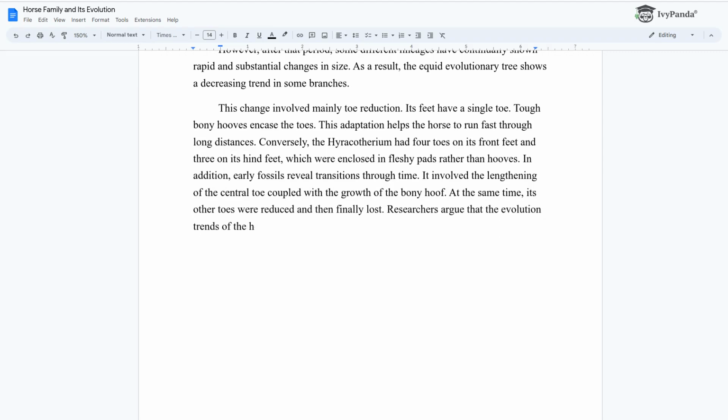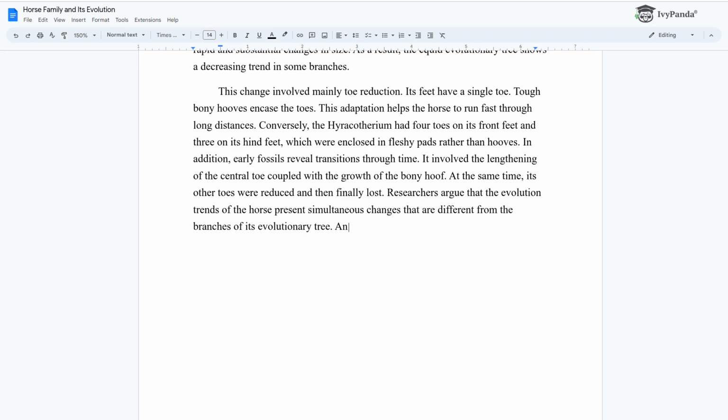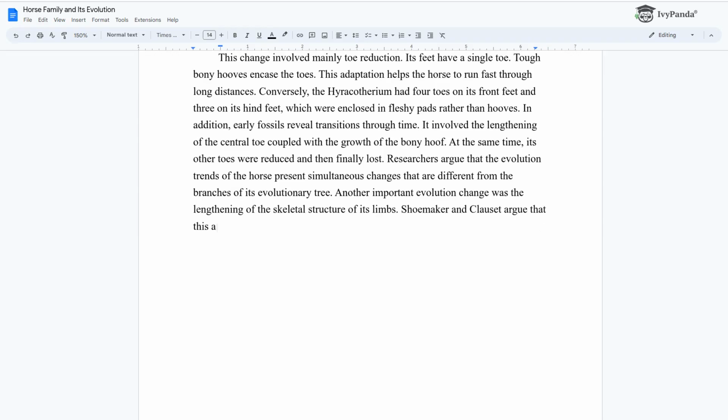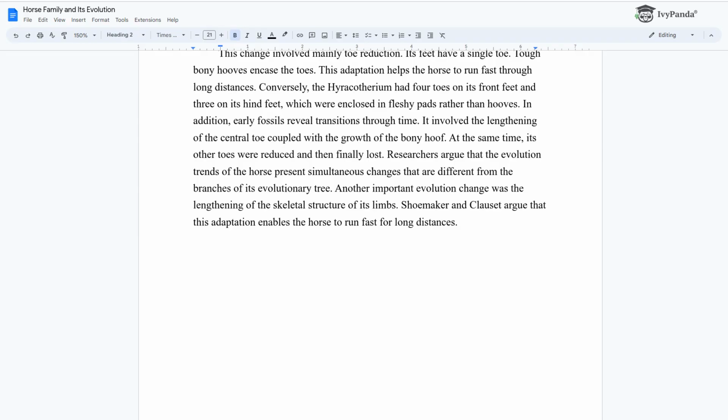Researchers argue that the evolution trends of the horse present simultaneous changes that are different across the branches of its evolutionary tree. Another important evolution change was the lengthening of the skeletal structure of its limbs. Shoemaker and Closet argue that this adaptation enables the horse to run fast for long distances.